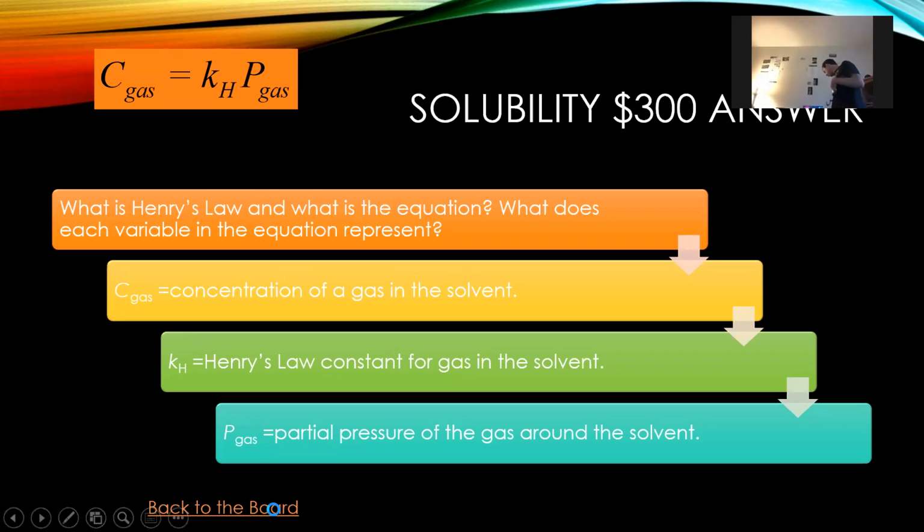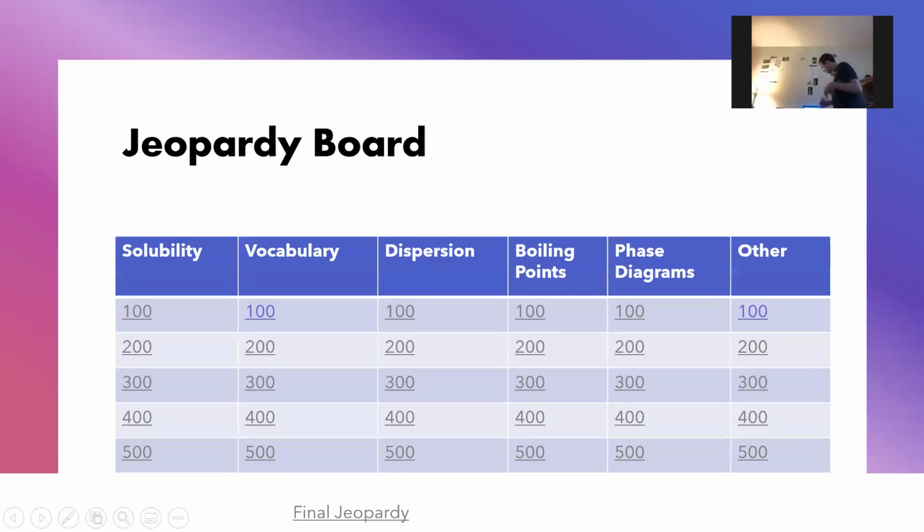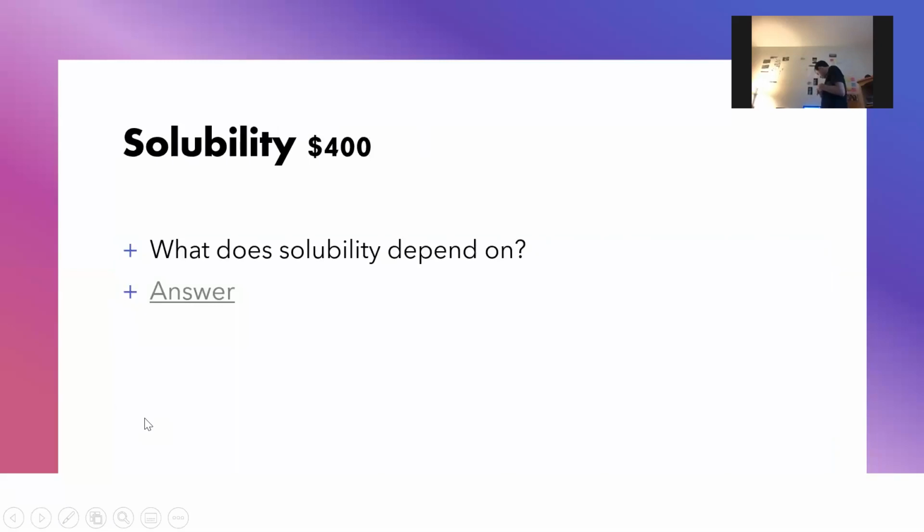Yeah, back to the board. Brookdale, you now have control. Solubility for 4. What does solubility depend on? Tetra: What is the strength of it? Yeah, the strength. Good. Good answer.